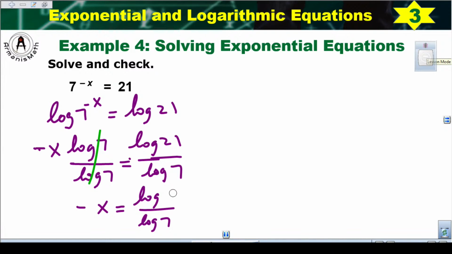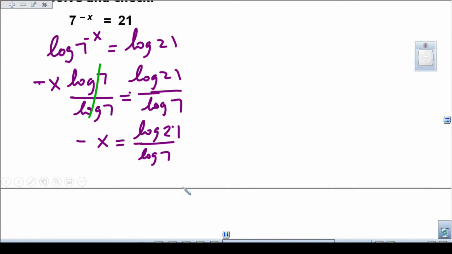Okay, obviously I'm not expecting you to memorize stuff like that, so you're going to have to refer back to your calculator. Okay, somebody help us with the values here. Log 21 and log of 7.